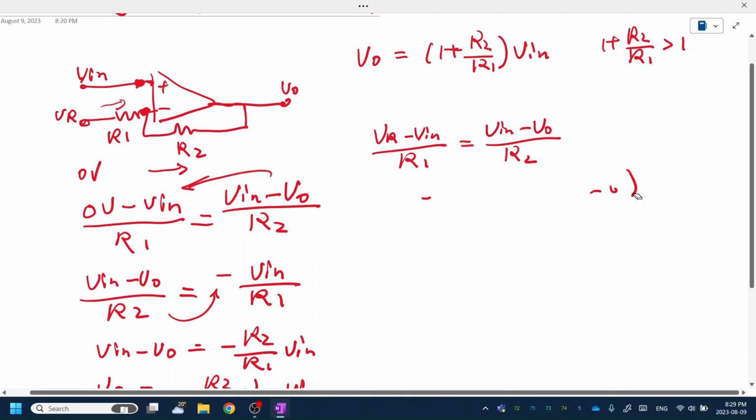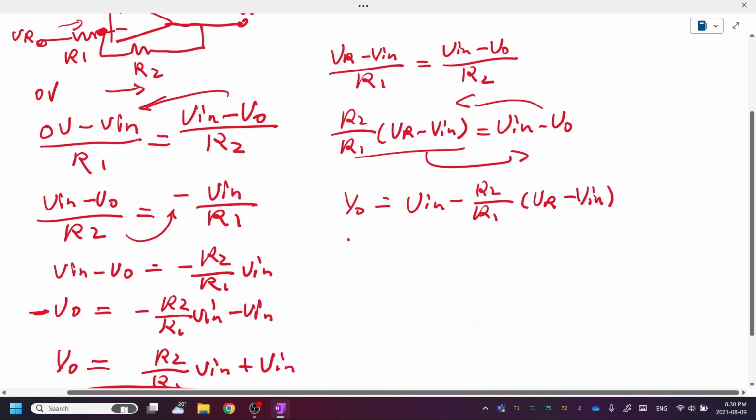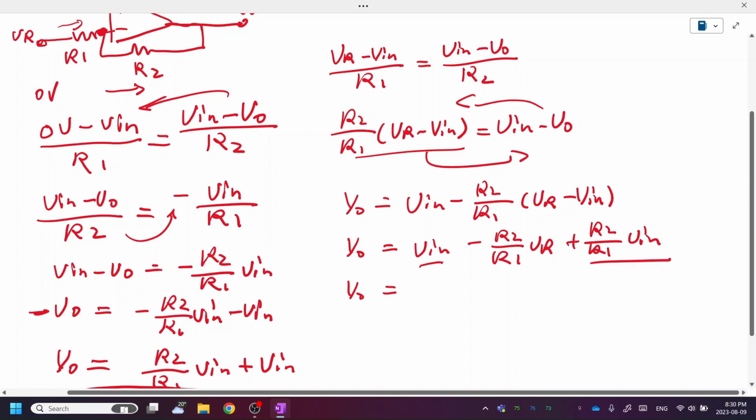Okay, let's solve it in a different way. We can try to move the VR. We can multiply R2 on both sides. So we have R2/R1 times (VR minus V in) equals V in minus V out. Then we move the V out to this side, this stuff to this side. So we have V out equals V in minus R2/R1 (VR minus V in). So V out equals V in minus R2/R1 VR plus R2/R1 V in. Let's combine V in here. So we have (1 plus R2/R1) V in minus R2/R1 VR.